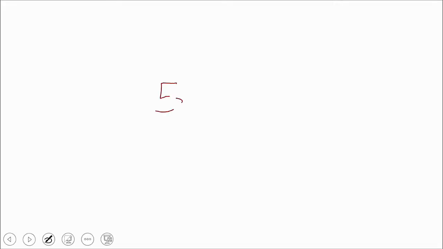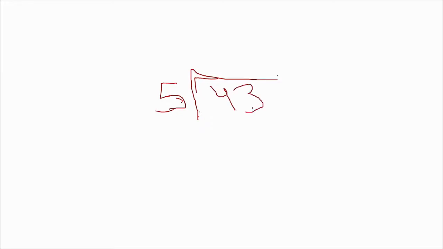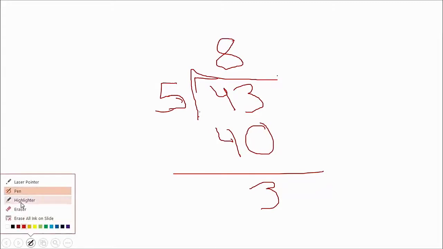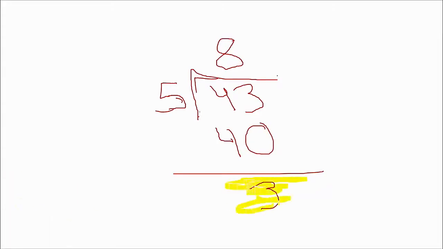So let's say I've got the number 5, and apparently my fingers aren't as good at drawing as Christopher's, so I'm going to have to use a mouse here. I want to divide the number 43 by 5. You think back to how we were taught to do this: 5 goes into 43 8 times, so we write the number 8 up here. 8 times 5 equals 40, which leaves me a remainder of 3. That remainder is what's returned by modulo.